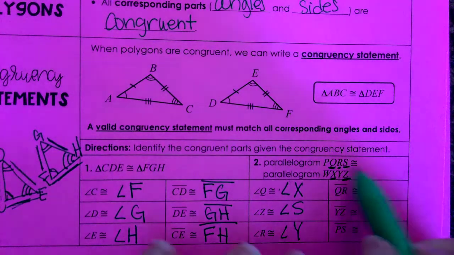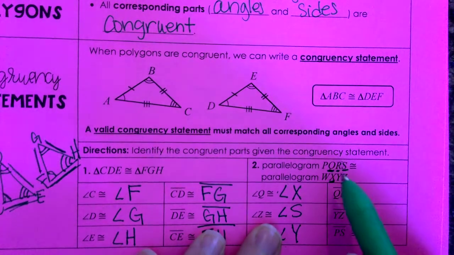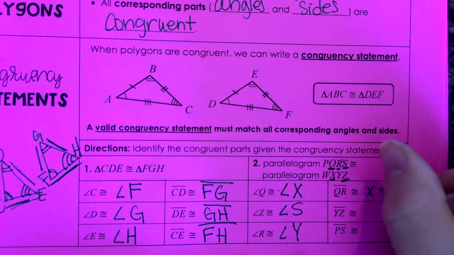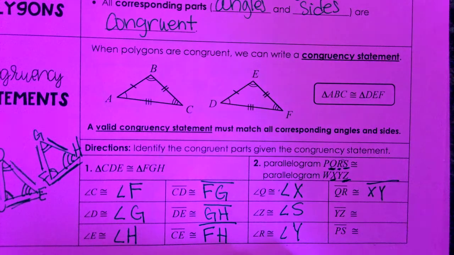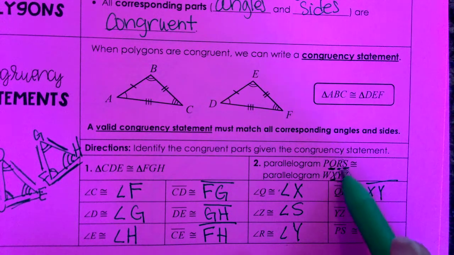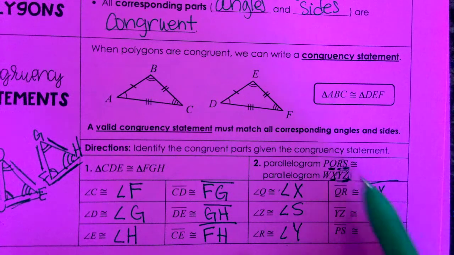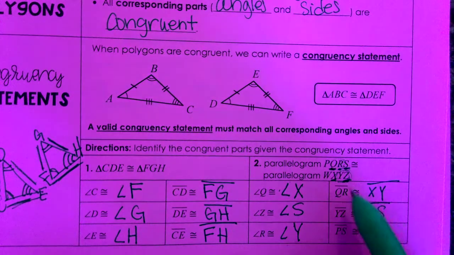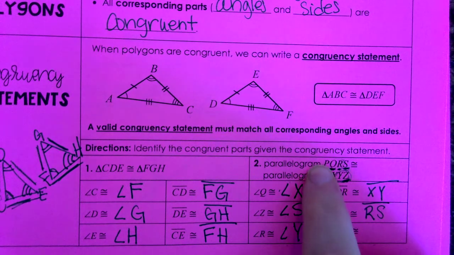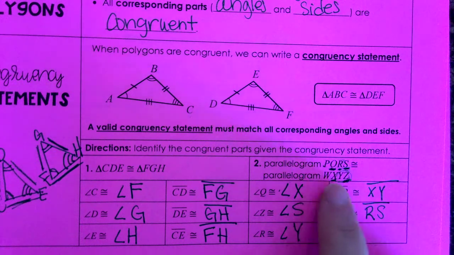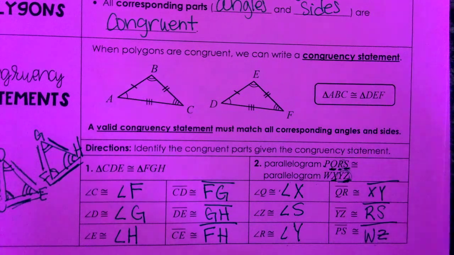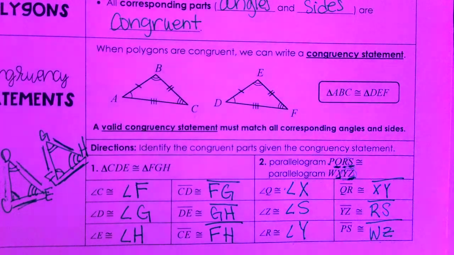Now I want to know side QR. What does side QR line up with? It's my two middle letters, so that's going to line up with side XY. Then I have side YZ, my last two letters, which lines up with side RS, my last two letters in the other set. Then I have PS, which is my first and last letter. Well, my first and last letter in the next one would be side WZ. So that's how you line that up without having to go through and draw out the pictures.